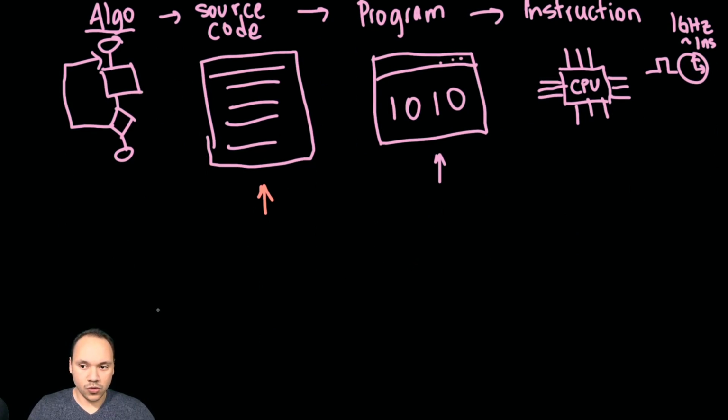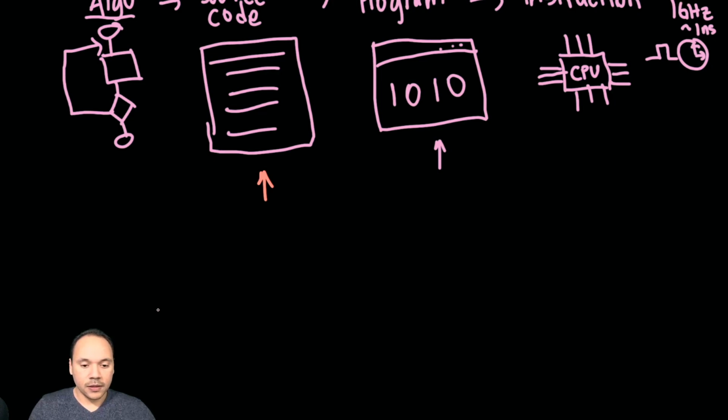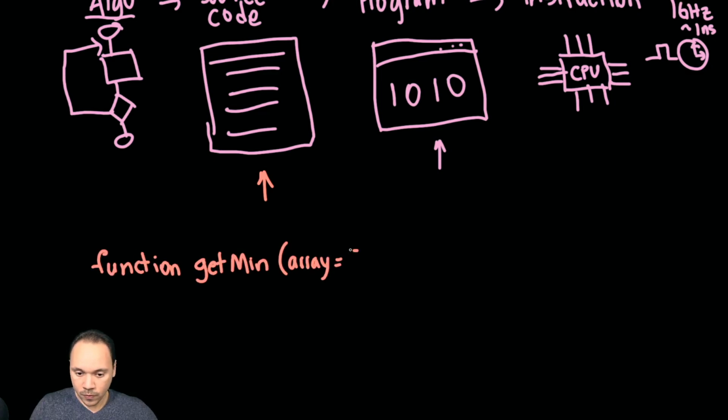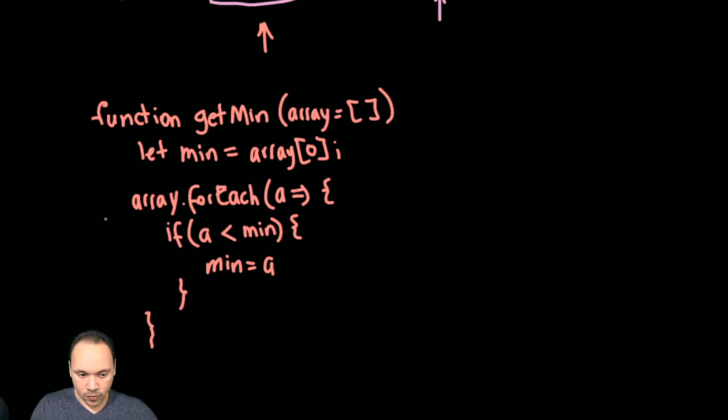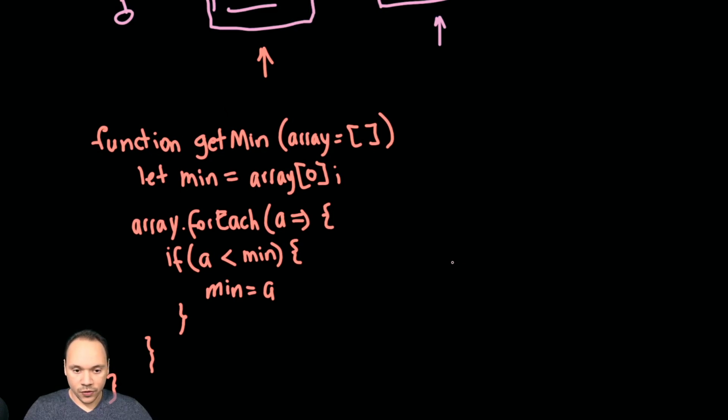Let's say we want to write a program that finds the minimum element in an array. Let's do that. So let's say that we have this function, right? We iterate through each element of the array, trying to find the minimum. And when we find the minimum, we are going to return minimum. That will be the output of the algorithm.